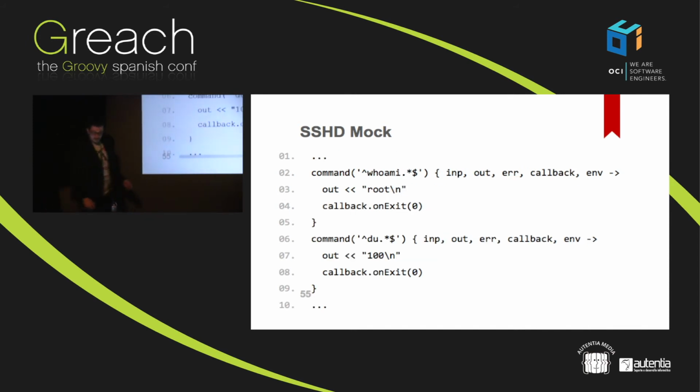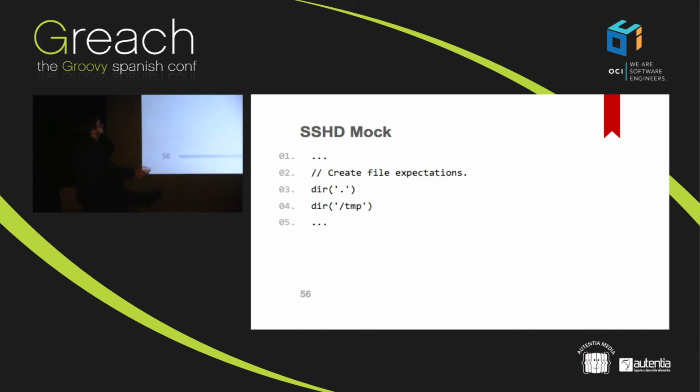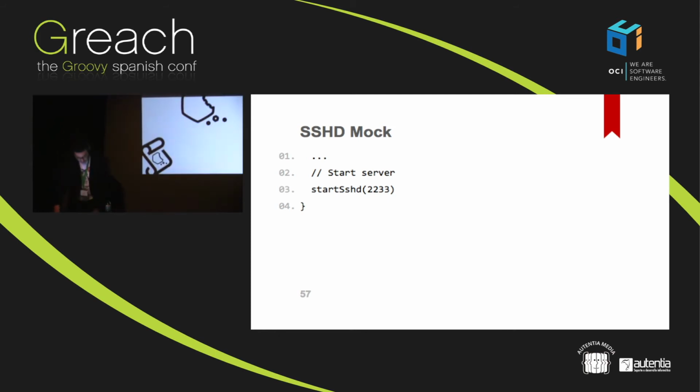And you can go further with that. You can define more patterns. You can override things. And you can also define file expectations like this. So if you try to copy some file, it will actually try to make it look like it actually exists. And the last thing you do with the mock, you basically start it as a server. Let me show you how it works.